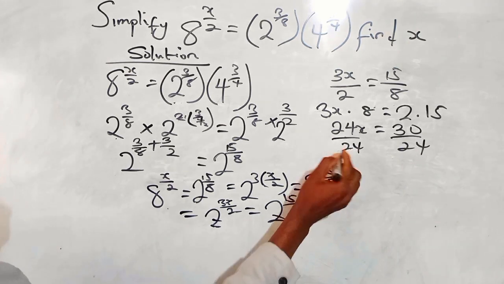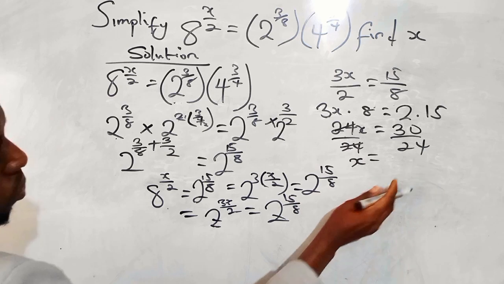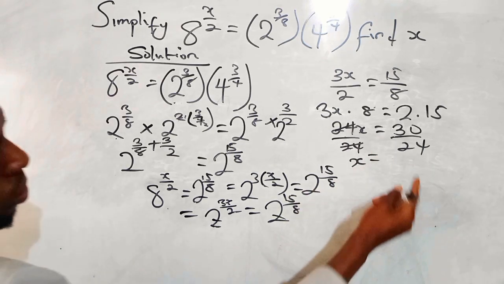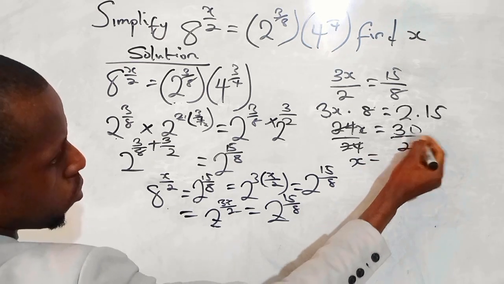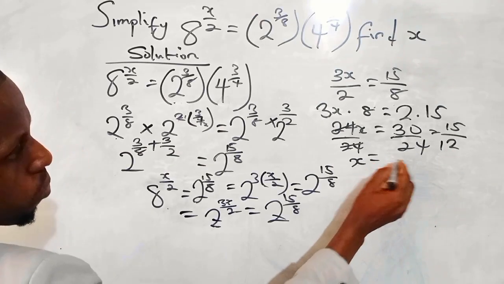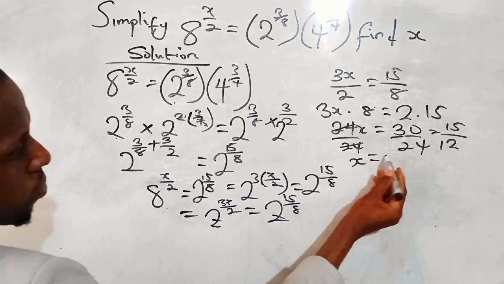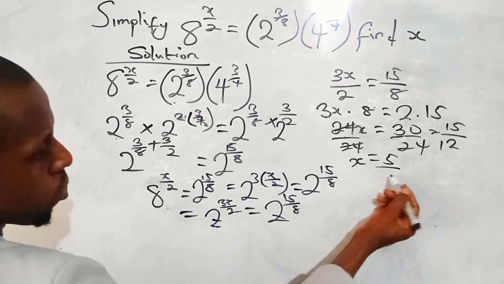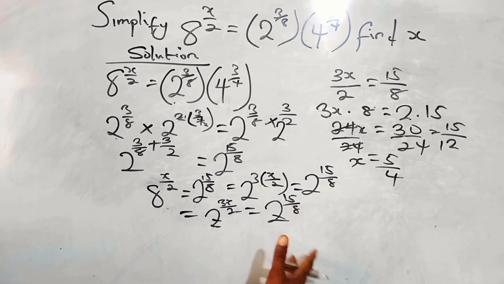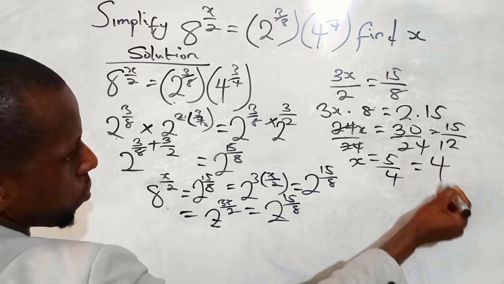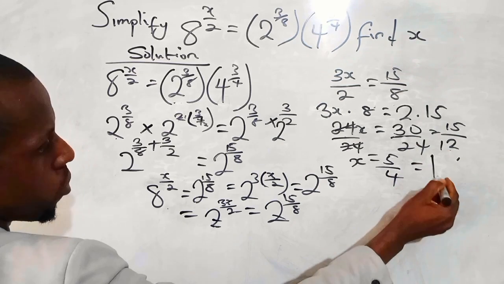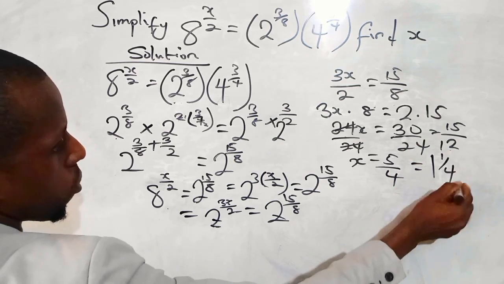We can easily find the value of x by dividing both sides by 24. When we simplify, we have x equals 30 over 24. We can divide by 2: 30 gives 15, and 24 gives 12. We can still simplify further by 3: 15 gives 5, and 12 gives 4. So we have an answer of 5 over 4, which is the value of x. Written as a mixed fraction, we have 1 whole number 1 over 4.